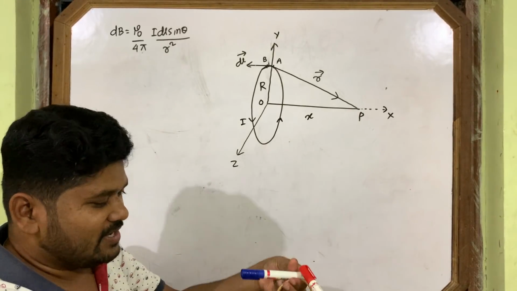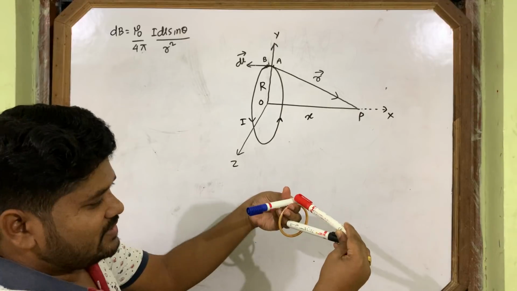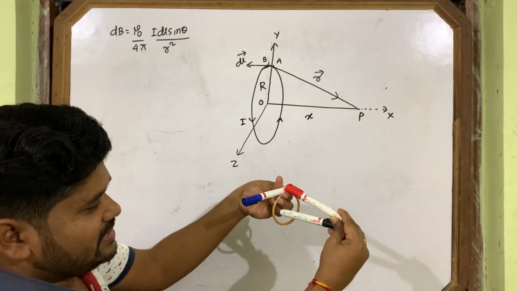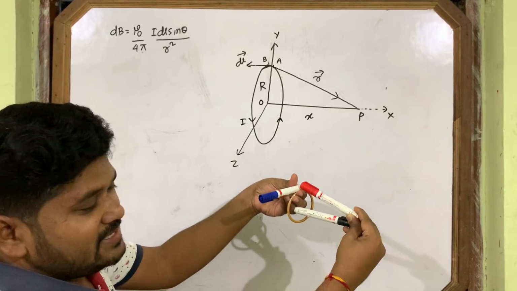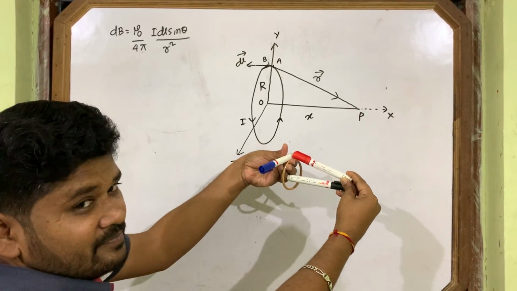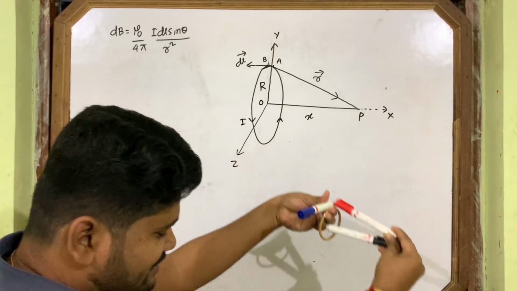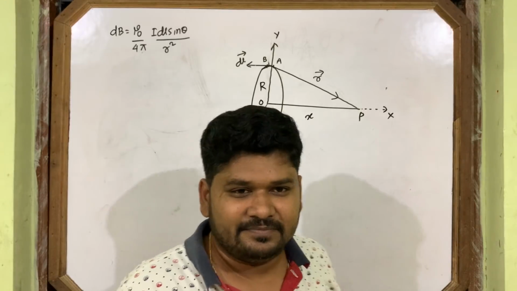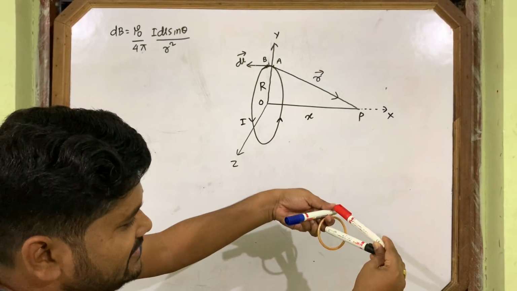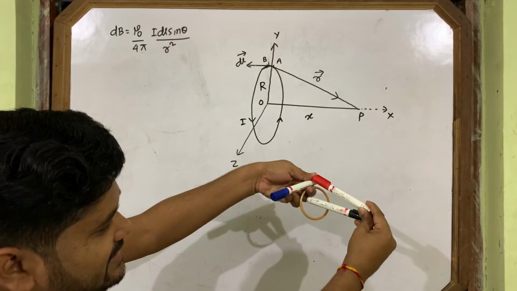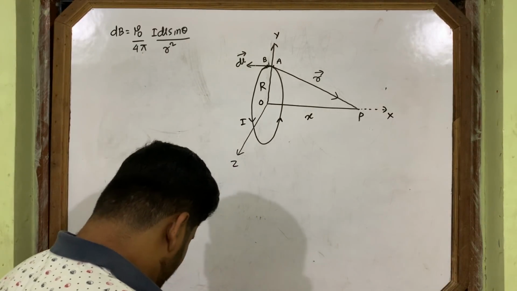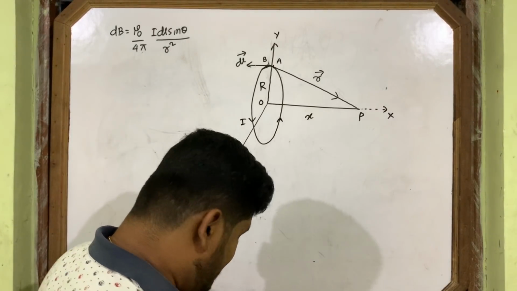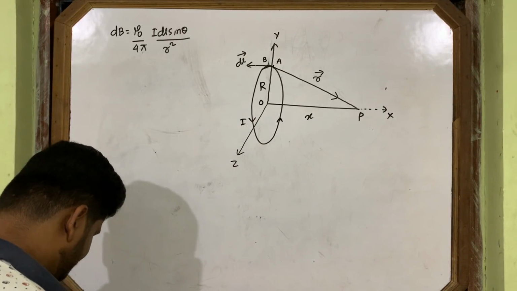It's now I think already clear to you. Which angle am I telling you? Between the red marker and the blue marker. It's very clear, it's 90 degrees. So it's a 3D diagram, and it's very clear that it's 90 degrees.